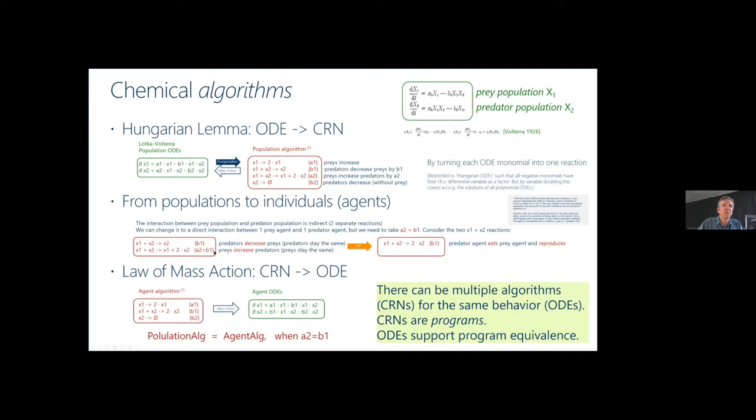Assuming A2 is equal to B1, this program with four instructions is equivalent to this program with three instructions. So in this sense, I say that chemical reactions are programs, and there is a notion of equivalence through differential equations by which you can investigate the meaning and equivalence of these programs.